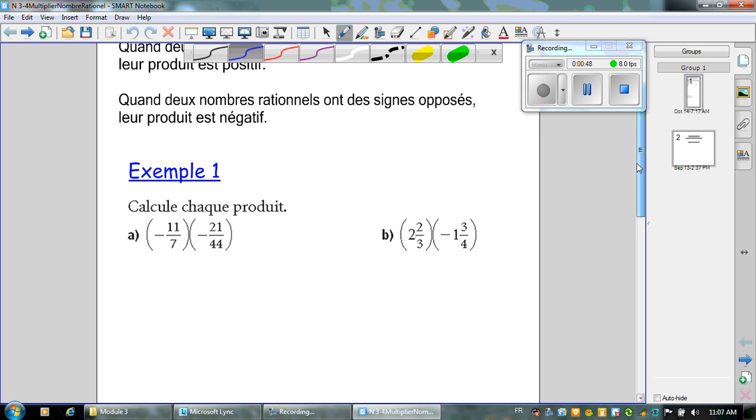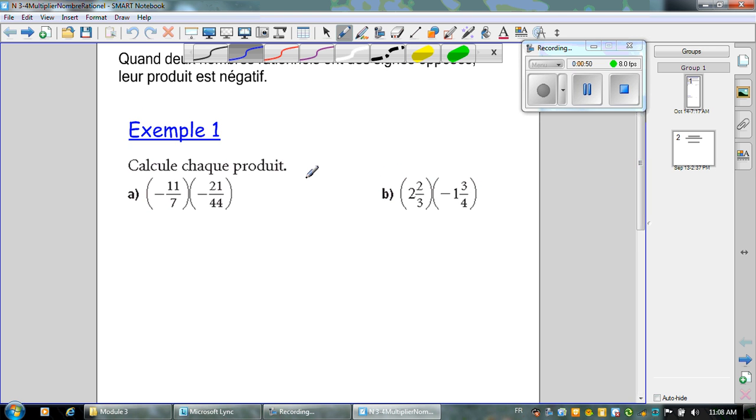Okay. So when you're multiplying fractions, you need to multiply numerator by numerator and denominator by denominator. Multiplication is the only operation where you do not need a common denominator. So when you're adding, subtracting, or dividing fractions, you need the common denominator, but with multiplication, you do not. Okay. So it says calculate the product.